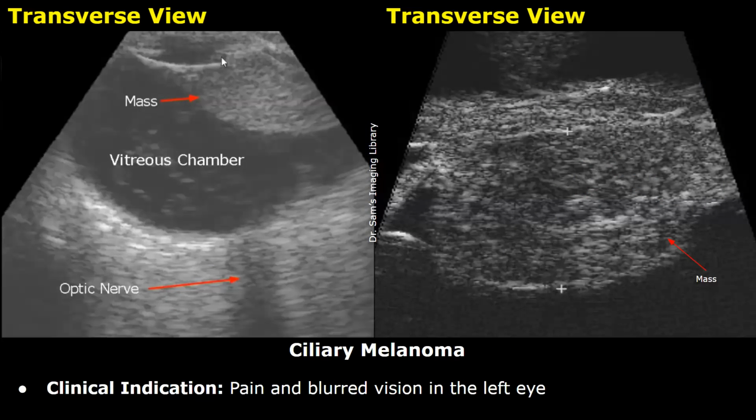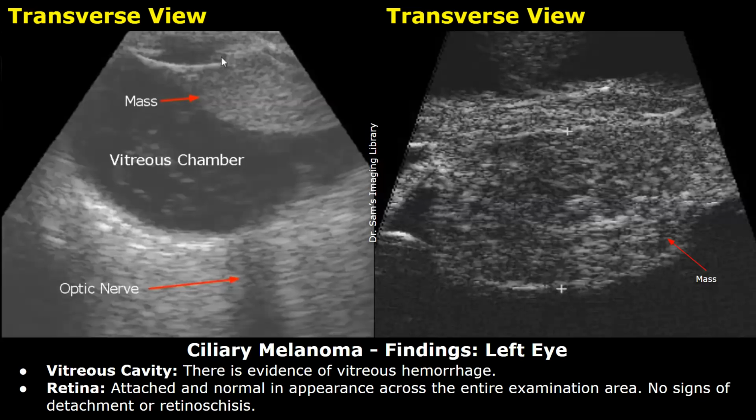This is a case of ciliary melanoma. Clinical indication: pain and blurred vision in the left eye. These are the findings. There is evidence of vitreous hemorrhage. Retina is attached and normal in appearance.